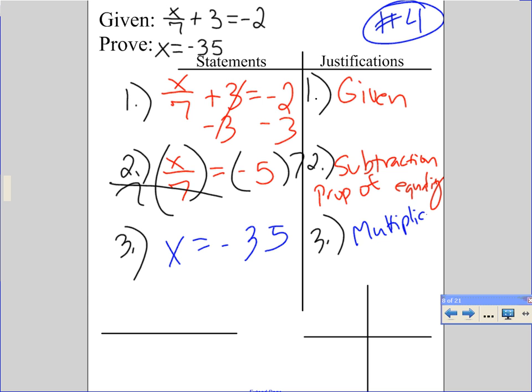Good job. Multiplication property of, did you say equality or inequality? Good job. Equality, just making sure I heard you right. Of equality. Remember, you multiplied on both sides, and it's an equation. So multiplication property of equality. Angela.